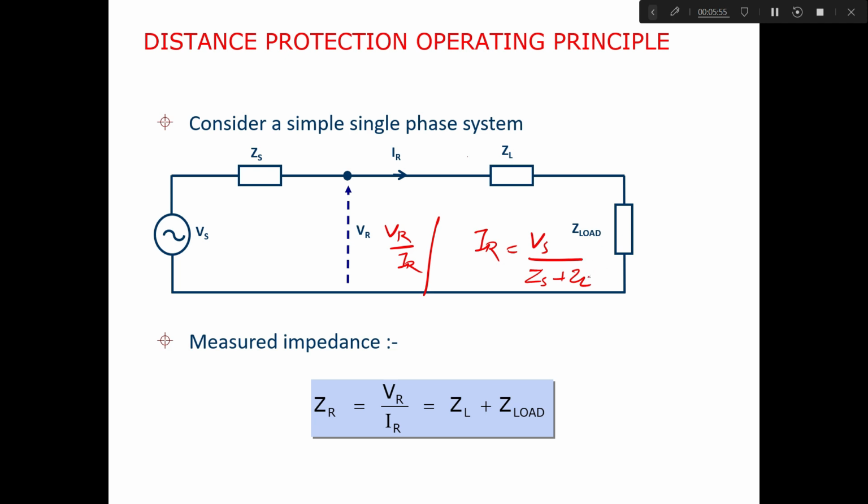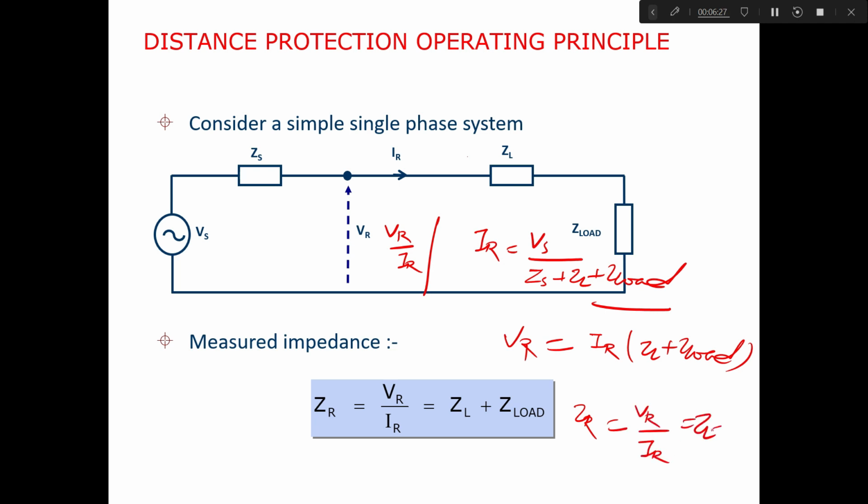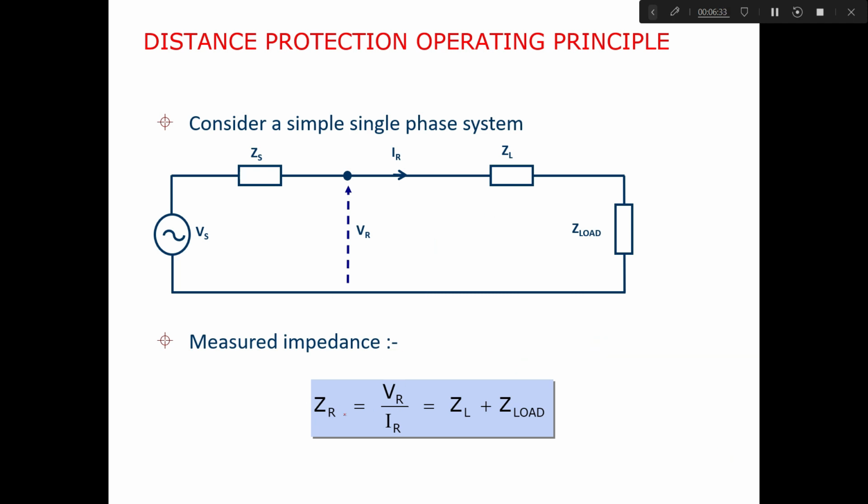So or plus Z load, you can also say. So this is your simple VR, and the VR is equal to, what is VR? VR is equal to, we can write IR times ZL plus Z load. So ZR we can write as VR divided by IR equals ZL plus Z load. So that's why it is the same over here, that ZR is equal to ZL plus Z load.